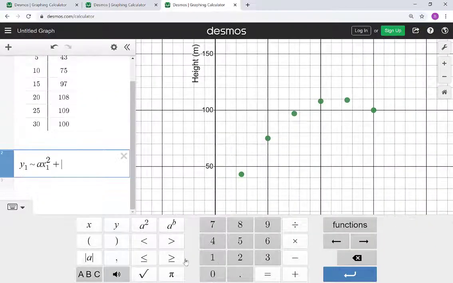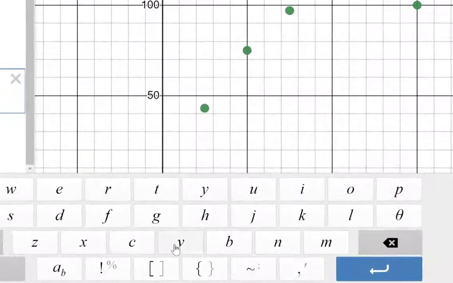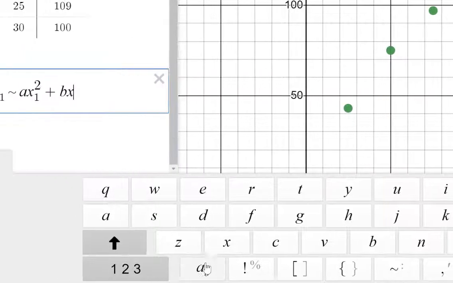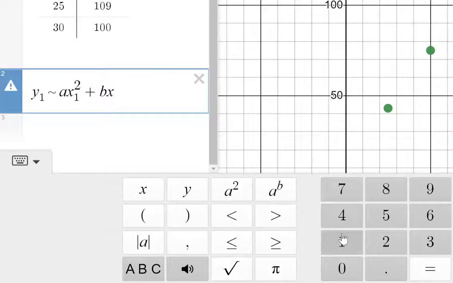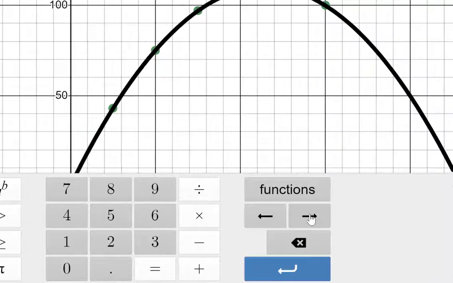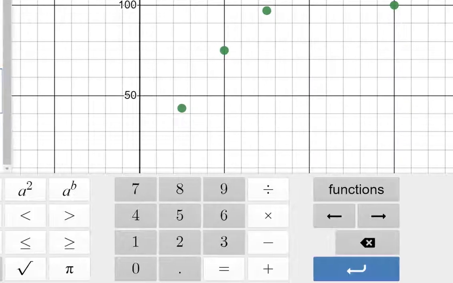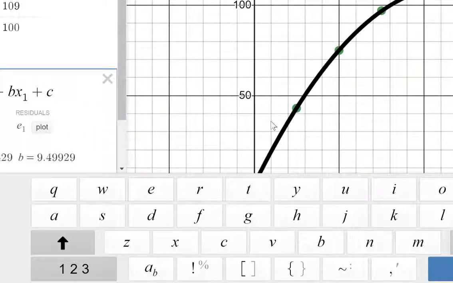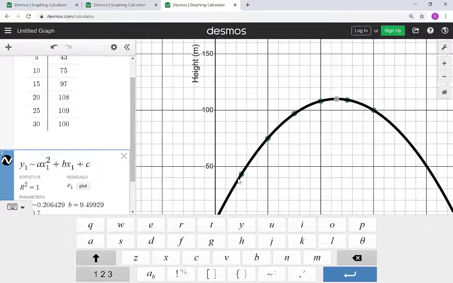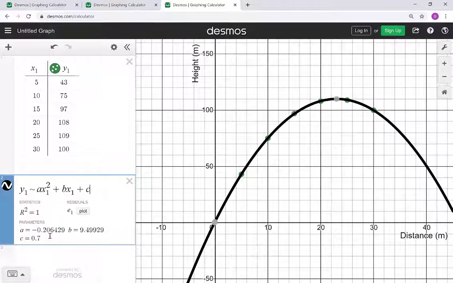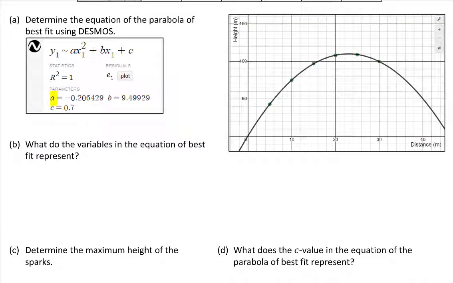Then plus bx, so bx subscript 1, right arrow, plus c. So click on the letters, plus c. There is our quadratic equation of best fit. And then over to the left here are the results. Here's our a value, our b value, and our c value.